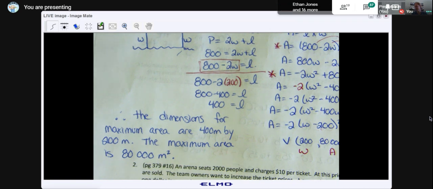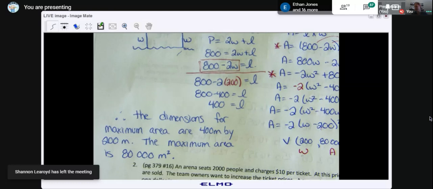Okay, question number 2. An arena seats 2,000 people and charges $10 per ticket. At this price, all the tickets are sold. The team owners want to increase the ticket prices. Again, because you know what business owners love, guys? Money. All right? A survey indicates that for every $1 the price increases, the number of tickets sold will decrease by 100. What is the maximum revenue that the arena can make?